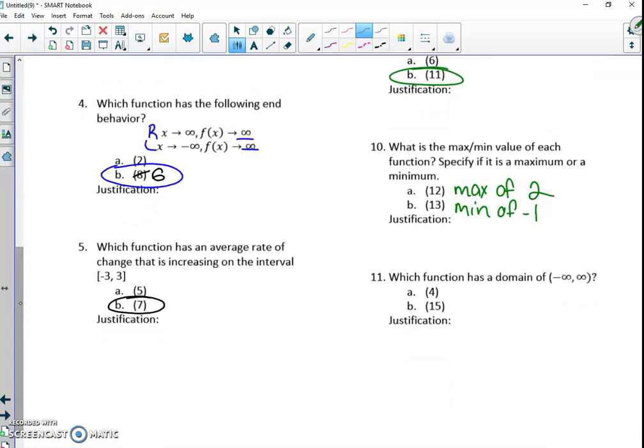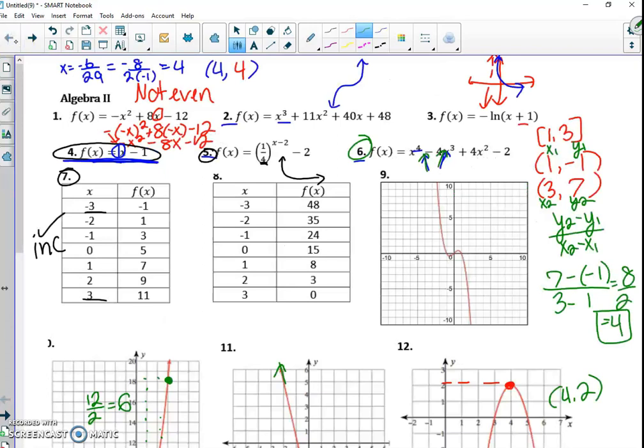Okay? All right, 11 says, which function has a domain of negative infinity to positive infinity? 4 and 15. So let's look at function 4. Function 4 is linear. Remember, this one is a positive linear line, so it's going to be something like that. That one goes forever in both directions. Even if it was negative, it would go forever in both directions. So that is negative infinity to positive infinity.